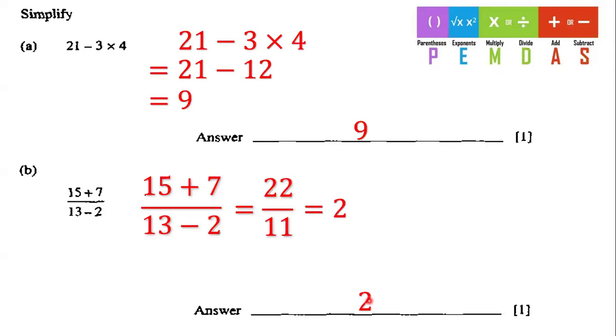So for that one first, we have to work it out and then divide it. Yeah. So you have to work out the numerator first, right? And you get 22. Then do the denominator after that. You get 11. And then you divide it and get 2. All right. So you do the numerator first, the denominator second, and then divide it afterwards.